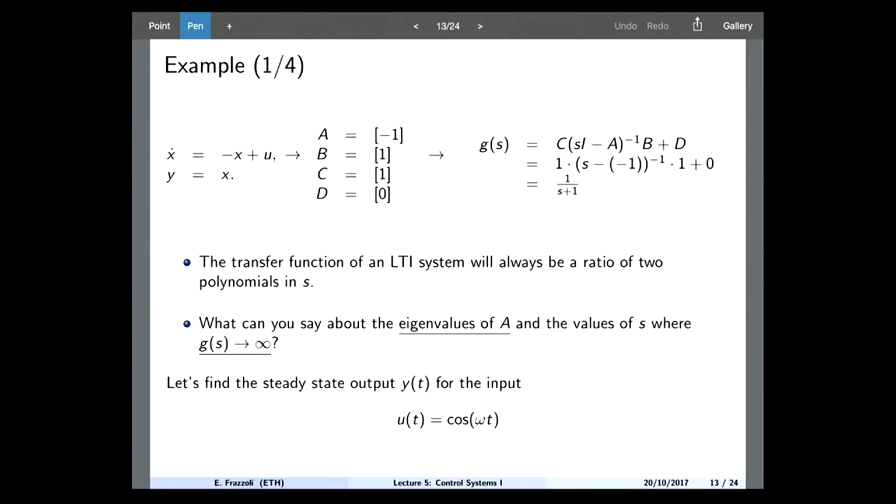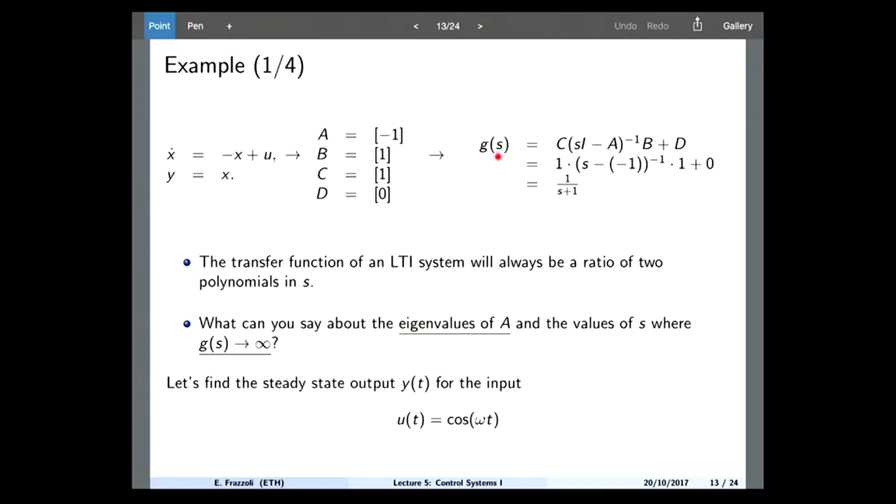Good. Questions? Okay, so now what does it mean in practice to have this formula C times (sI minus A) inverse B plus D? Let's look at an example. We have a simple dynamical system, which is described by these equations. What is A in this system? Well, it's just -1, B is 1, C is 1, D is 0.